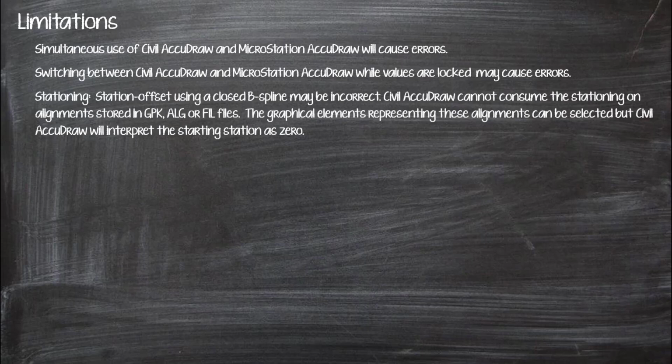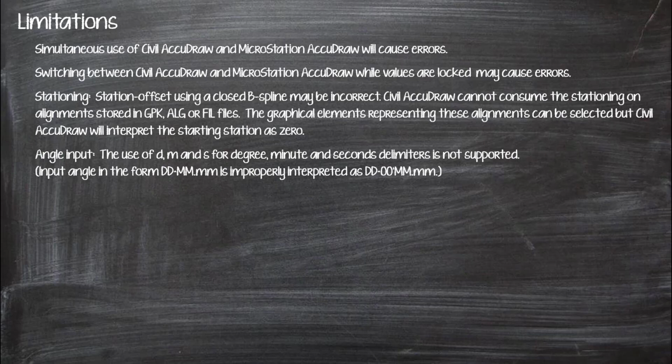So with stationing, station offset using a closed B-spline may be incorrect. Civil Accudraw cannot consume the stationing on alignments stored in a GPK, ALG, or FIL files. The graphical elements representing these alignments can be selected, but Civil Accudraw will interpret the starting station as 0. For the angle input, the use of D, M, and S for degrees, minute, and seconds delimiters is not supported.